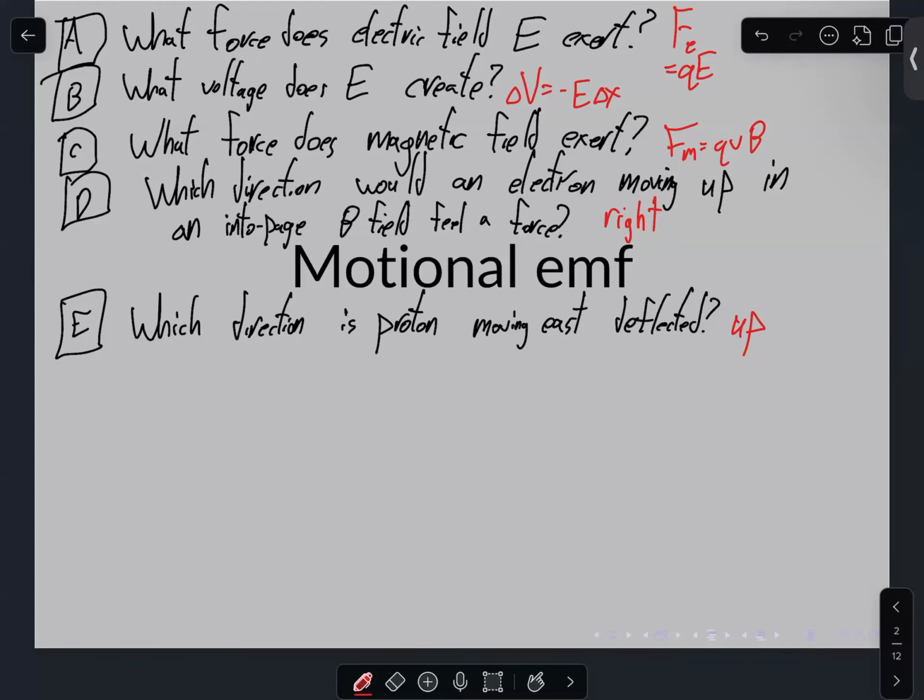Okay, so what I'm seeing is I don't need to review the first two. The third, QVB, I'm going to give that to you. We did not do magnetism for very long at all. If you forgot that, okay. There you go, write it down. F equals QVB. Remember, the right-hand rule, though, is the big thing we need to review.